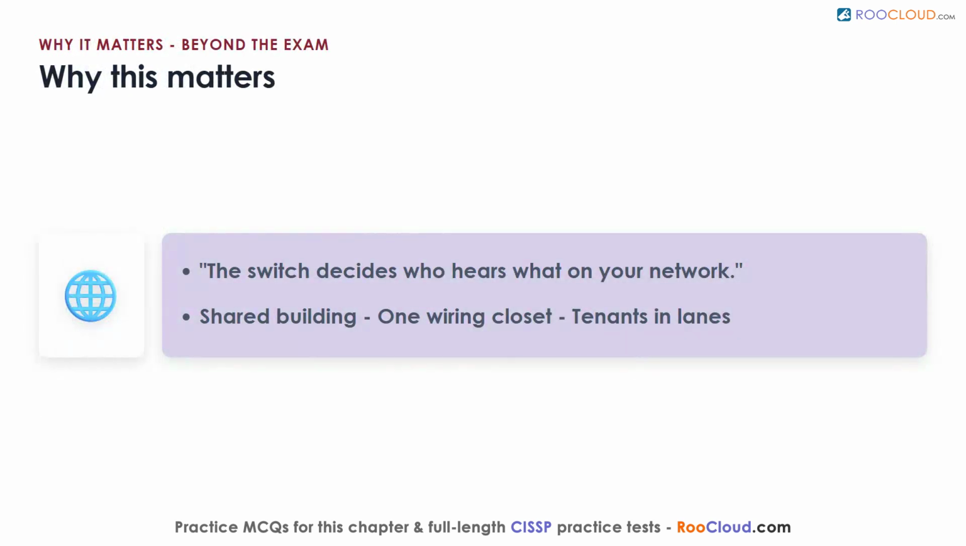Why does this matter beyond the exam? Because the switch is the quiet workhorse that decides who hears what on your network. Picture a shared office building where every tenant plugs into the same wiring closet. Configure the switch well and each tenant stays in their own lane. Configure it poorly and one curious tenant sniffs everyone's traffic. On the job, these settings are where segmentation either holds or quietly fails.